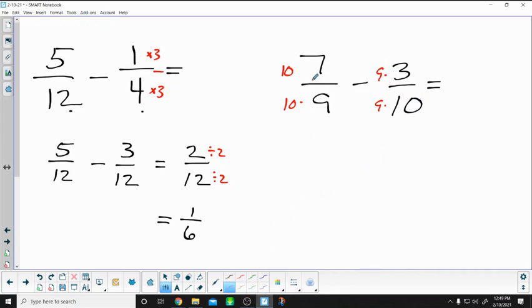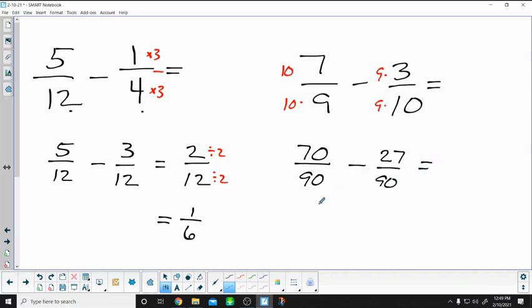So 10 times 7 is 70. 10 times 9 is 90. So there's my 90 on the bottom that I wanted. 9 times 3 is 27. And 9 times 10 is 90. So I'm good to go with subtracting the tops here.